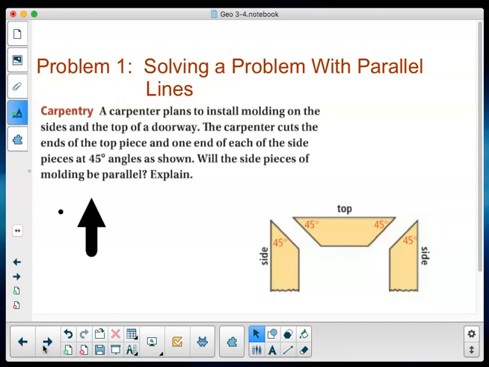But first, before we get there, we have solving a problem with parallel lines. In carpentry, a carpenter plans to install molding on the sides and top of a doorway.